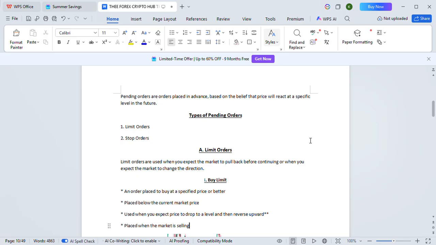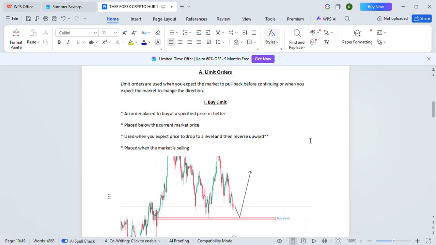Then under limit orders, remember we are either buying or selling, so we are going to have two as well. Limit orders are orders used when you expect the market to pull back before continuing, or when you expect the market to change direction.